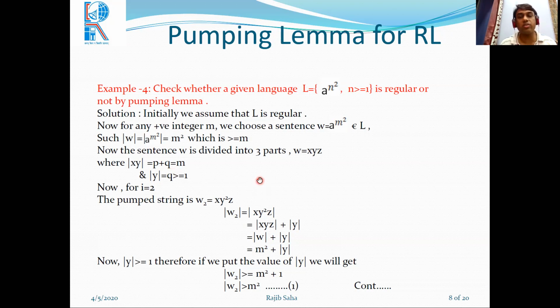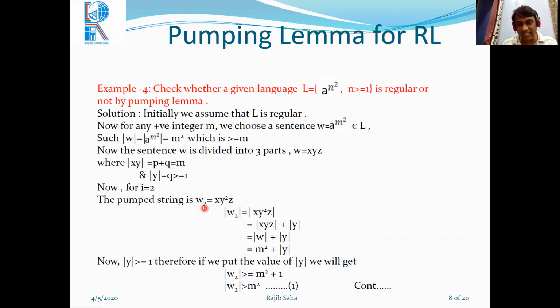Now definitely a question should arise in your mind. Sir, in the previous examples, we divided a to the power m into x and y. But here, what should we do? Because there is only a single term, a to the power m square. So here the approach is slightly different. For i equal to 2, not 0, i equal to 2. Why 2? Because we are dealing with the square. If we deal with a to the power n cube, then we must take the value of i equal to 3. Now the pumped string w2 equals x y square z.